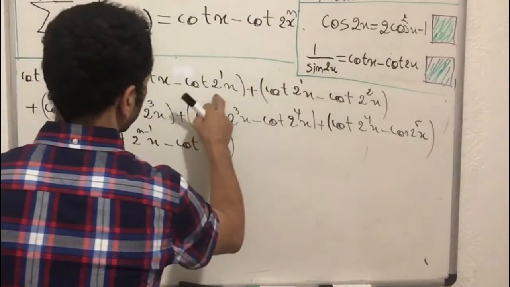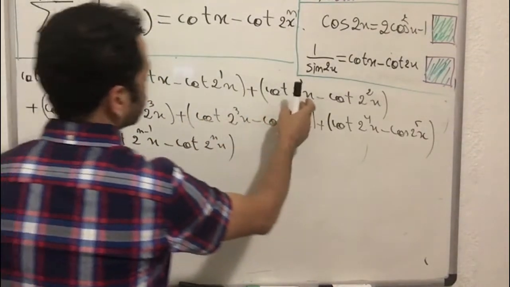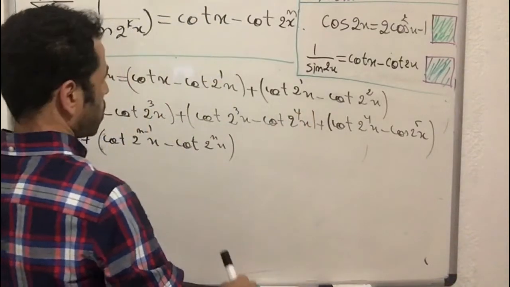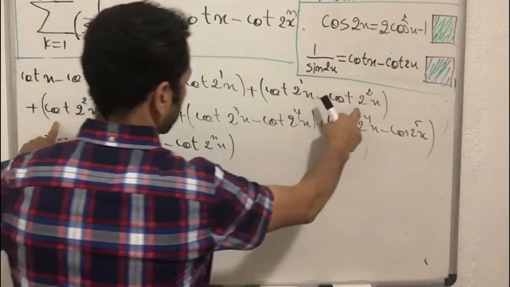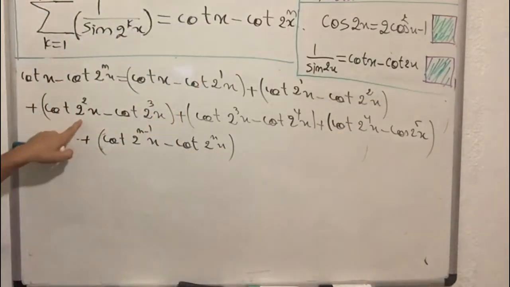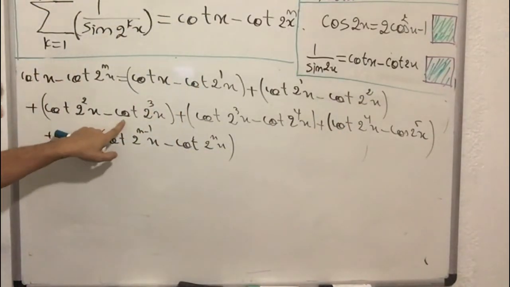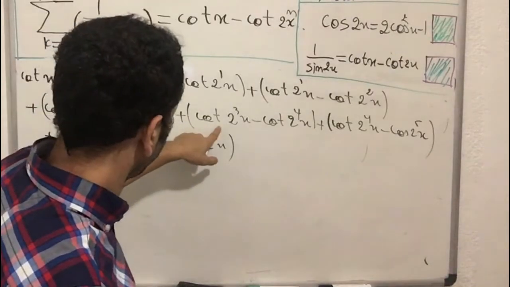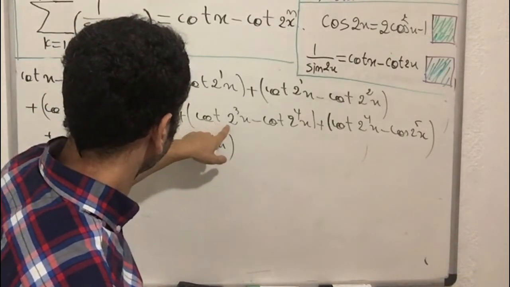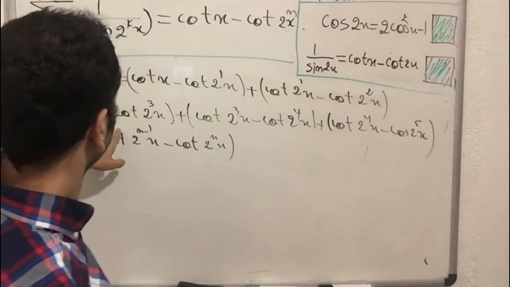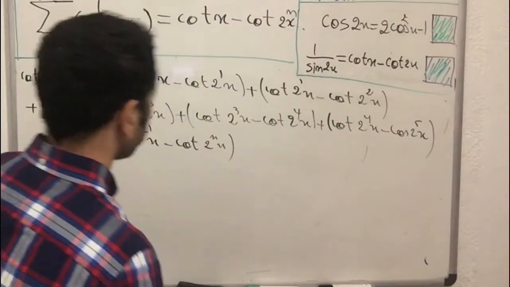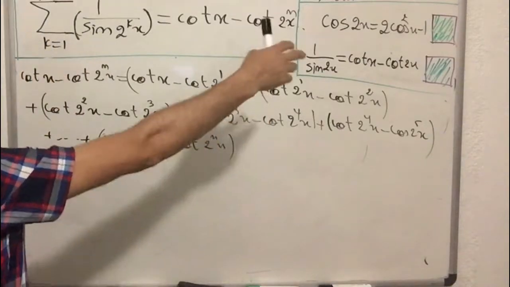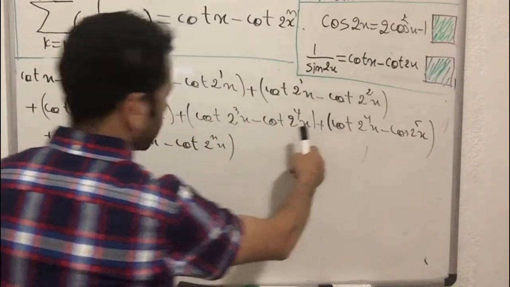So I'm subtracting cotangent 2x from cotangent 2x. I subtract the term coming after. I'm subtracting cotangent 2 square x from cotangent 2 square x. I'm subtracting again in the fourth term, cotangent 2 to the 3x from cotangent 2 to the 3x. Okay, and so on until you get the last term. That's what I did here.